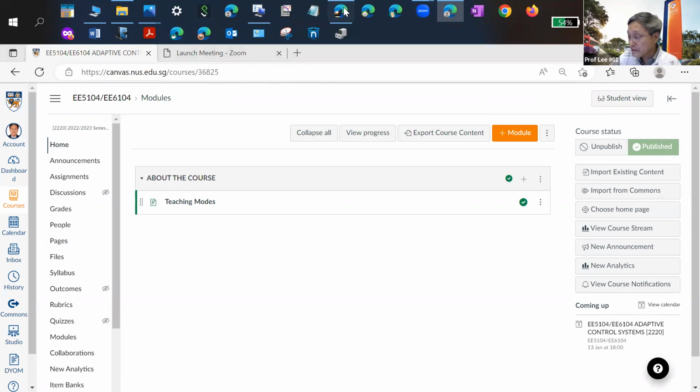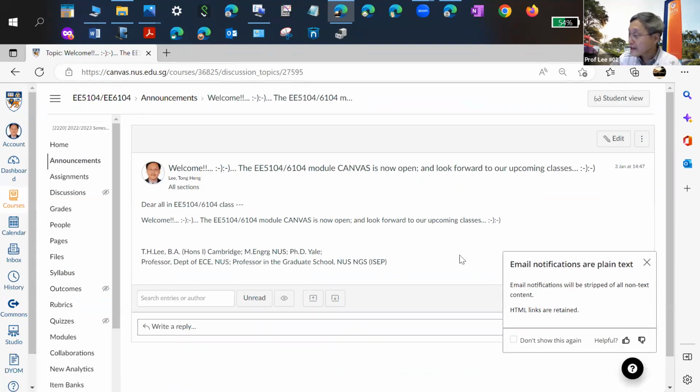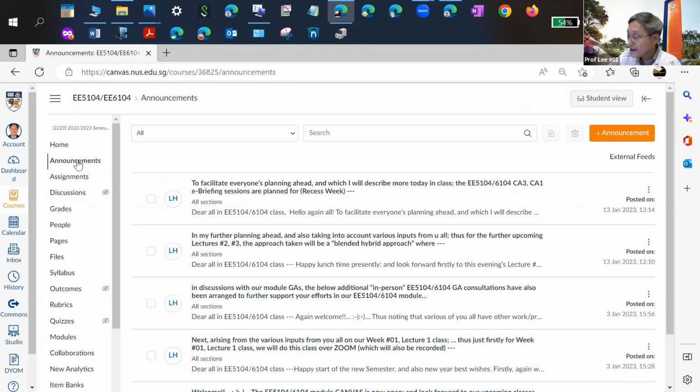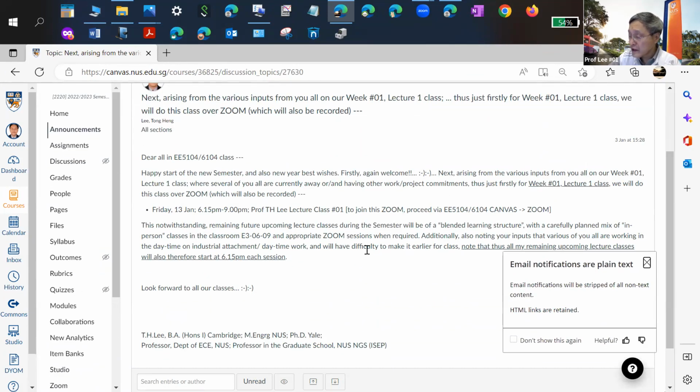Then some of the other things which I've posted in the announcement. Canvas requires you to click on every announcement. The first one says that the module Canvas is open. Then I noted there were various very valid reasons, and also for today's class I want to record it, because there are some things specific to this semester. In lecture 1, although I will deal with the technical material shortly afterwards, there are also some very specific things for this semester that need to be mentioned.